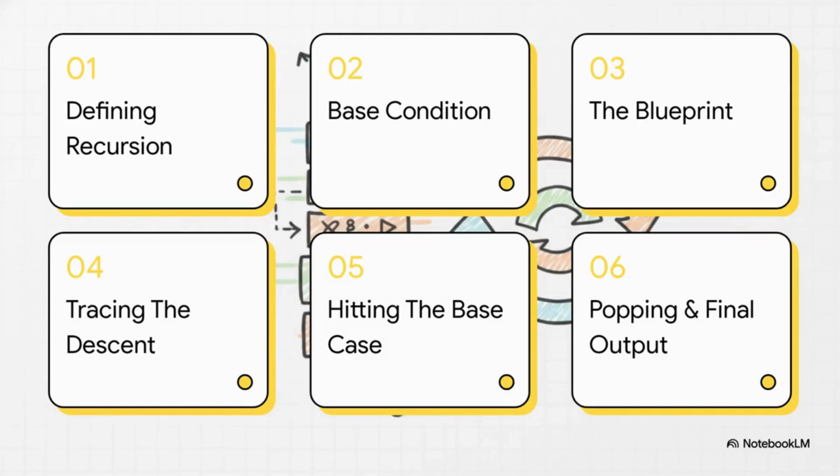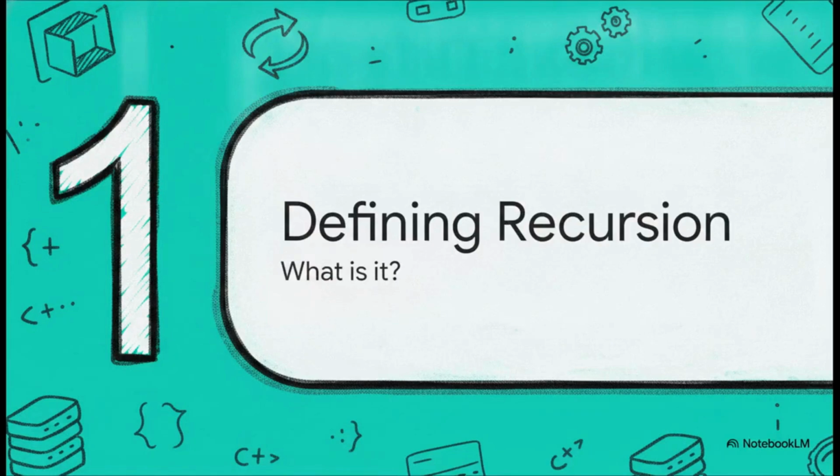Here's our roadmap for today. We'll start by defining recursion, look at the crucial base condition, map out the blueprint, trace the descent, hit the base case, and finally, look at popping and the final output. All right, part 1, defining recursion.